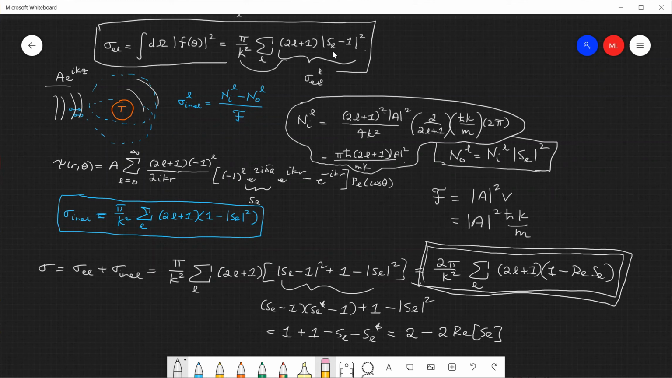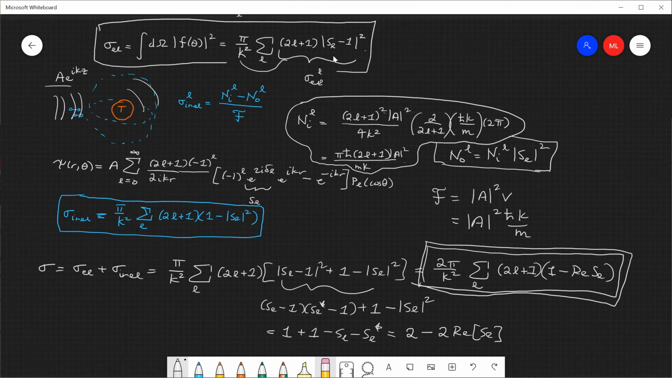That's not true classically, because classically you could, for instance, send your particles into a target that completely absorbs all the particles. That would be an example of perfectly inelastic scattering where nothing comes out. But in quantum mechanics, you can't have that. You can't make this vanish while this is non-zero, because the only way that this is non-zero is if the magnitude of S_L is less than 1.